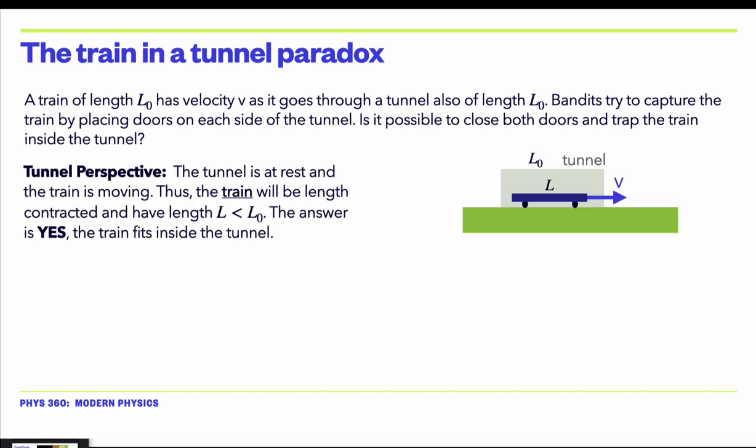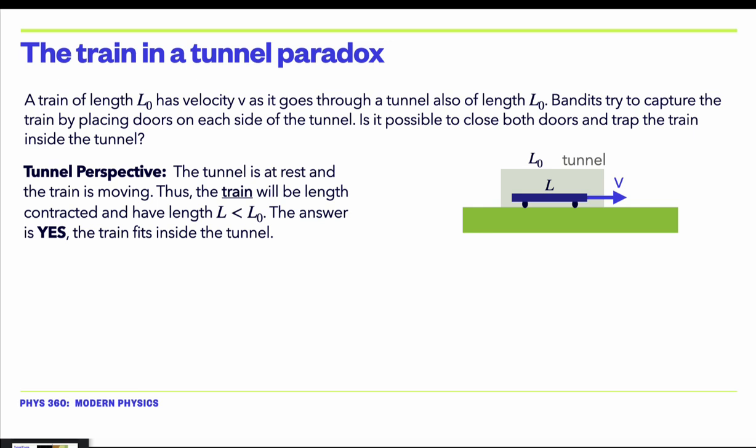So if we look at the problem from the reference frame where the tunnel is at rest, it has length L0, but the train is moving with a velocity v, and so it will be length contracted. Since it's length contracted, it should easily fit inside the tunnel, and the answer is yes, the train should fit in the tunnel.